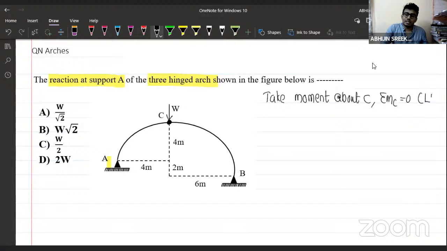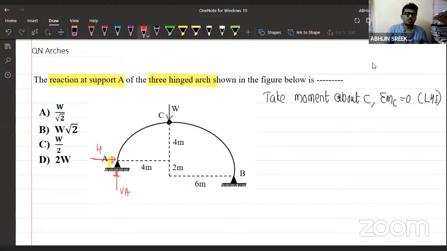Let's do it from the left hand side. What are the forces creating moment there? At this support, I will have some vertical reaction. I'm going to call it VA. And there will be some horizontal reaction as well. I'm going to call it HA, and at the other support HB.